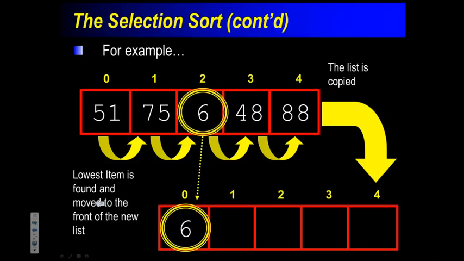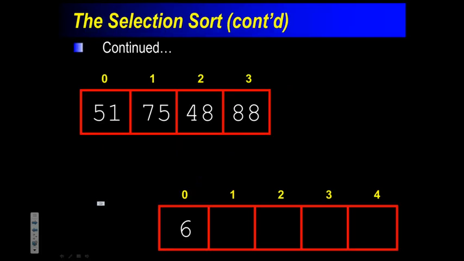I don't know until I've looked through the whole list. Now that I've copied it over to the new list, it can no longer remain here. Because otherwise, if I try and do this again, I'm going to find it the second time. So I have to remove it from the original list. But now I repeat the process.